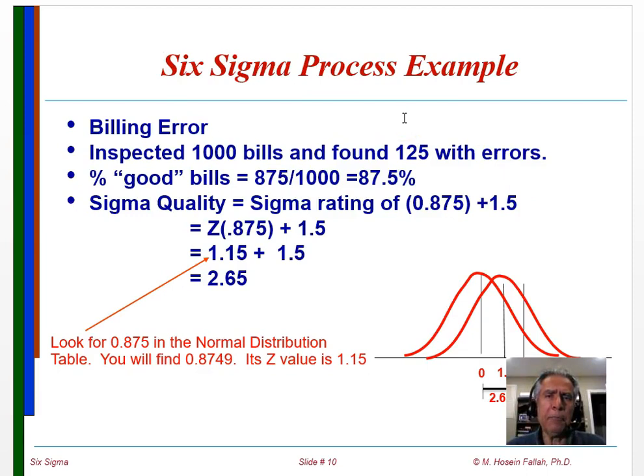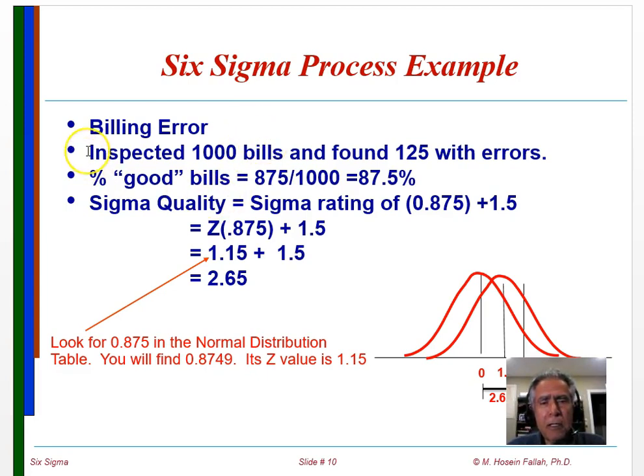Now, there may be a myth about Six Sigma. People may think it is too complicated or it's only for manufacturing. It doesn't apply to services. That's not really true. Six Sigma, while it evolved from manufacturing, can be applied to any process in any organization. And to illustrate that, I picked an example from a billing process. Billing is a process that almost every organization has.